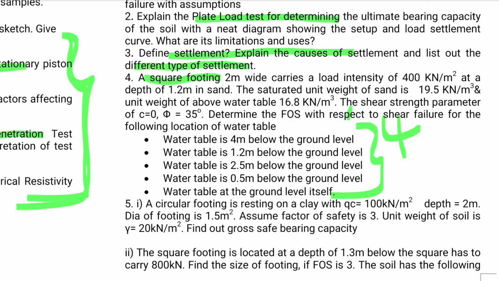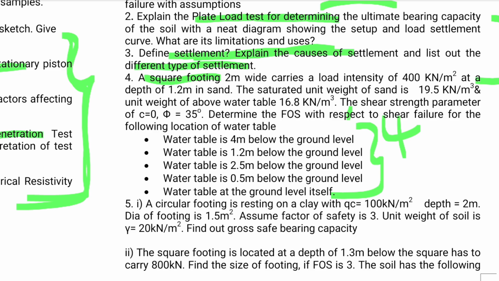So in the second unit, you have to study three theory questions: Terzaghi bearing capacity theory with assumptions, the plate load test, and settlement. These three are theory questions, and Terzaghi bearing capacity involves a somewhat derivation. Then there are three types of problems.